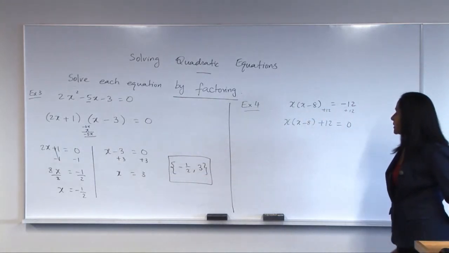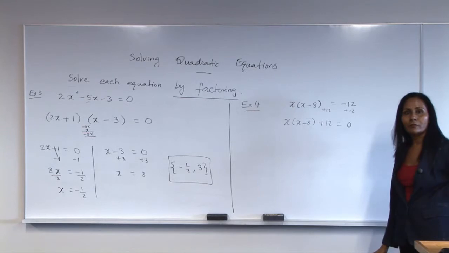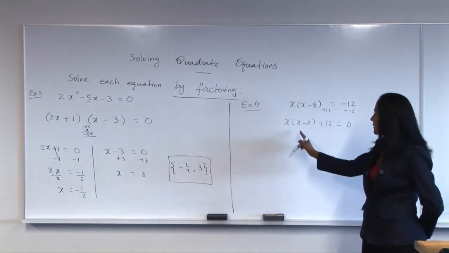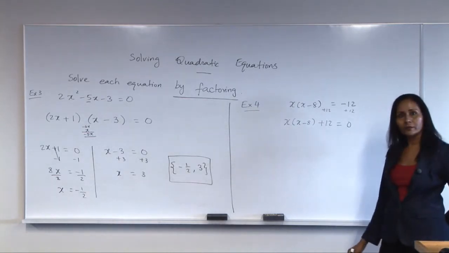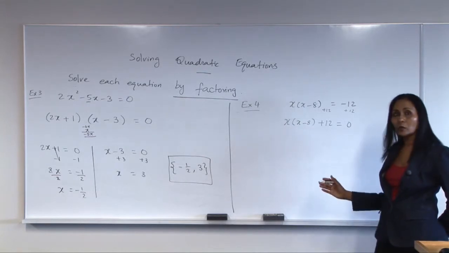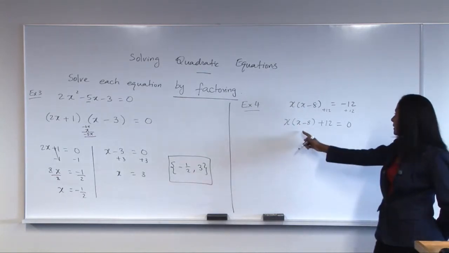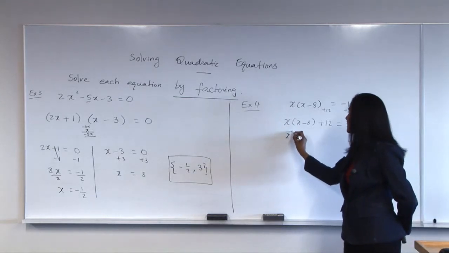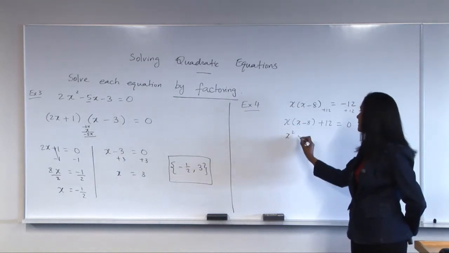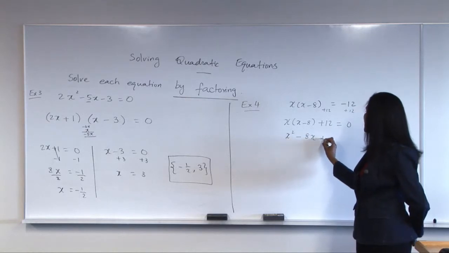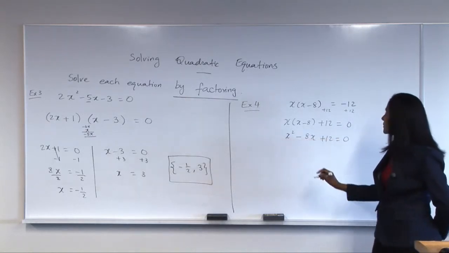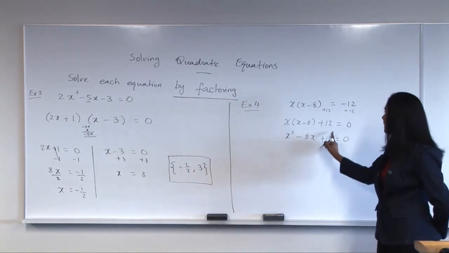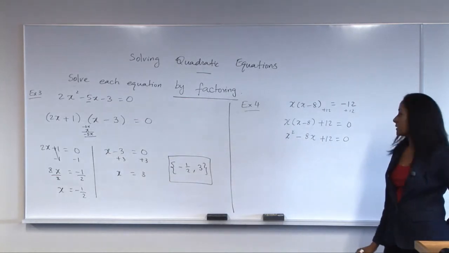So now this is the equation here. We are asked to solve by factoring. So what do we have to do here? Look at this step, we are solving a quadratic equation. Here we have to distribute this x. So this is x squared minus 8x plus 12 is equal to 0. Distribute first, and then we have it in this form.